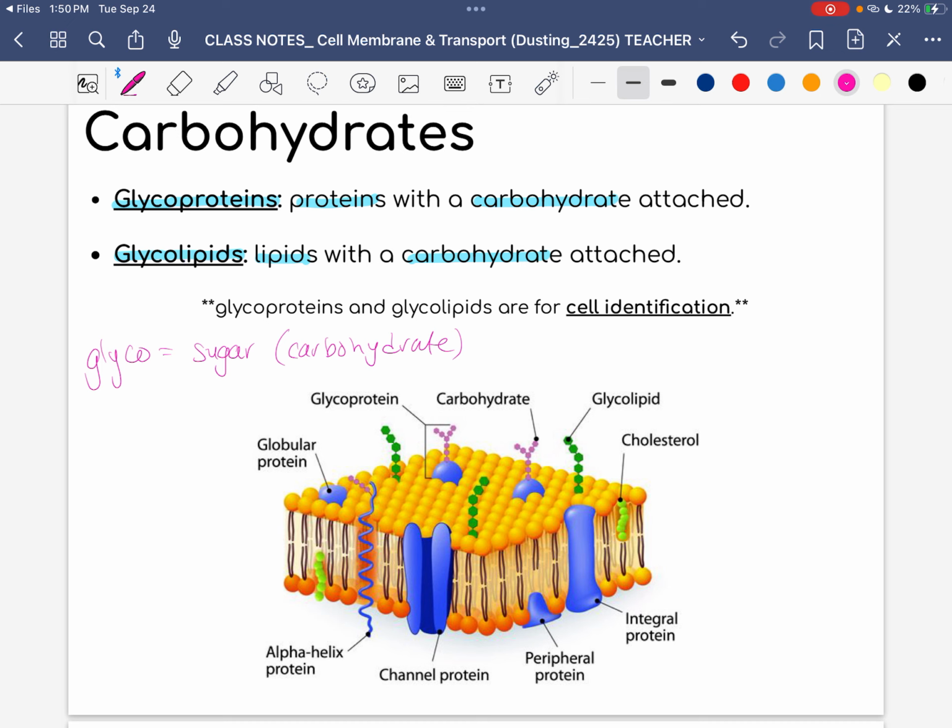Okay, so here you can see the carbohydrate chain attached to the protein there. So here we've got a glycoprotein, and then over here we've got a glycolipid. The carbohydrate, this is also a carbohydrate, is stuck to just a lipid.